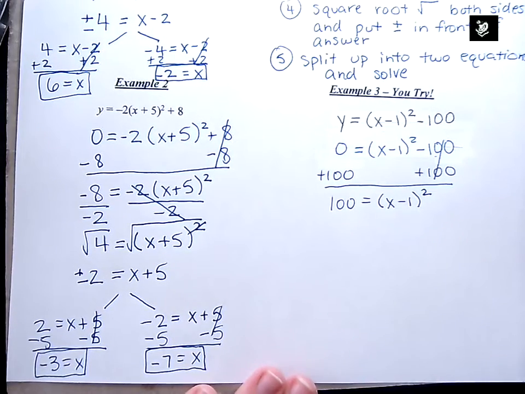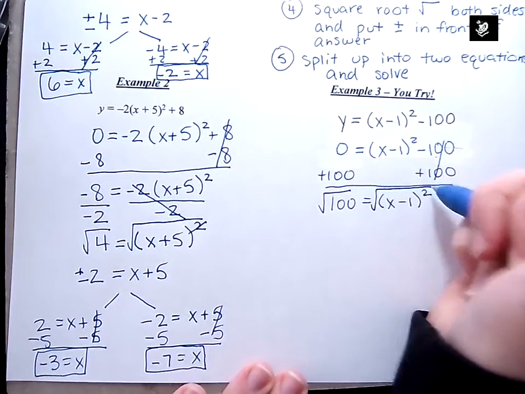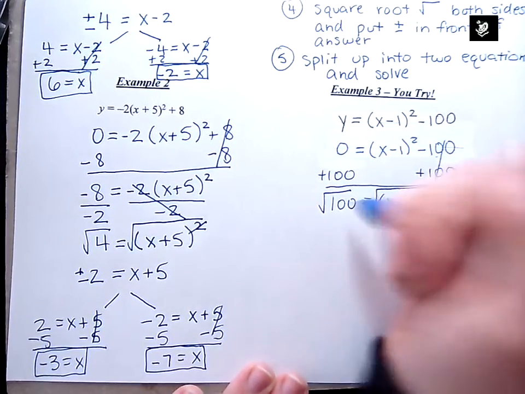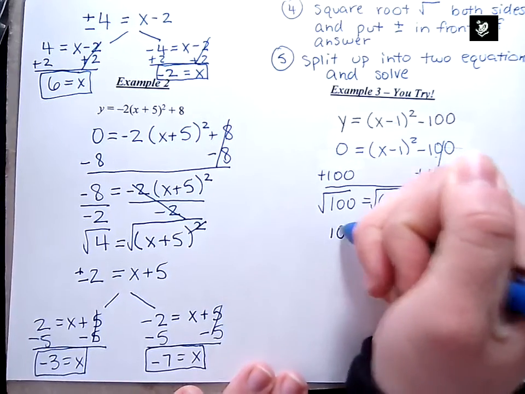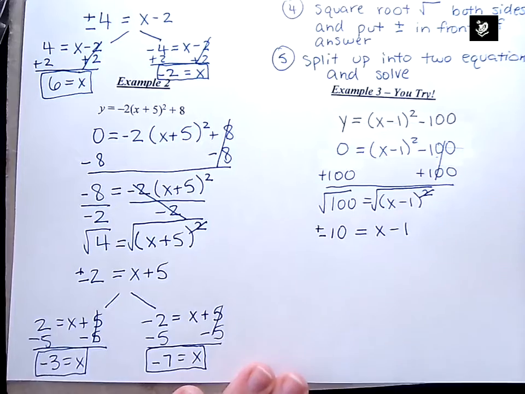Step 4, square root both sides. Okay, that cancels out the exponent. Square root of 100 is 10. I'm going to put plus minus in the front and write what's left over.